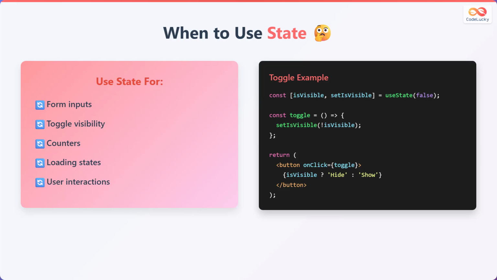Here is a code example of a toggle. First, declare a state variable called isVisible, and initialize it to false. Next, create a function called toggle. This function uses setIsVisible to update the isVisible state by inverting its current value. And finally, a button is returned, which, when clicked, executes the toggle function.